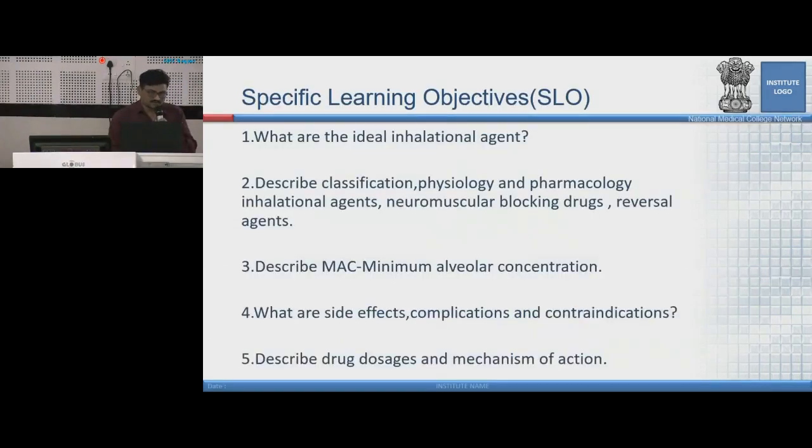In relation to inhalational agent, I have covered some specific learning objectives. What are the ideal inhalational agent? I have described the classification, physiology and pharmacology regarding inhalational agent, neuromuscular blocking drug, reversal agents. I have also described minimal alveolar concentration and what are the side effect, complication and contraindication in relation to these drugs.